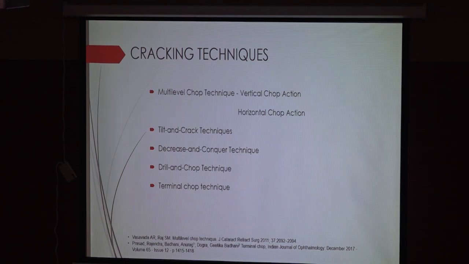You can have vertical chop action, horizontal chop action, then tilt and crack technique, or divide and conquer. Again, because the entire lens is in the form of nucleus and it's bulky, there is hardly any space in the anterior chamber, so you have to debulk. So remove central core and then go ahead with whatever technique you want to follow. So you have terminal chop technique also.